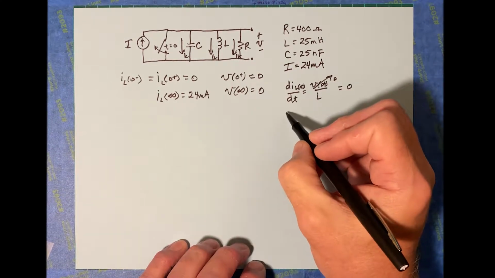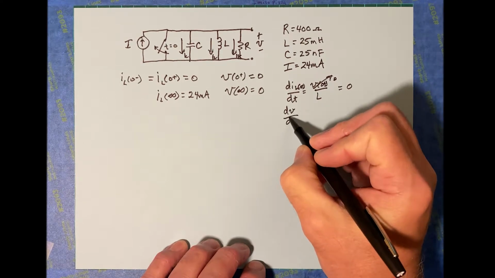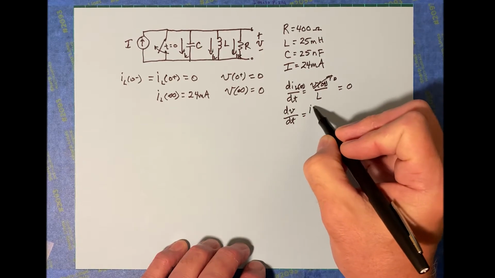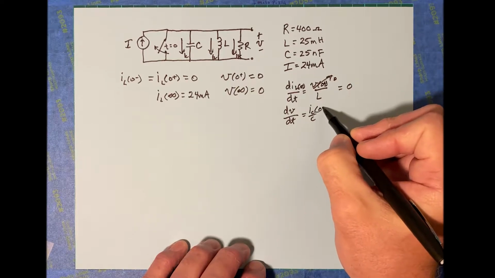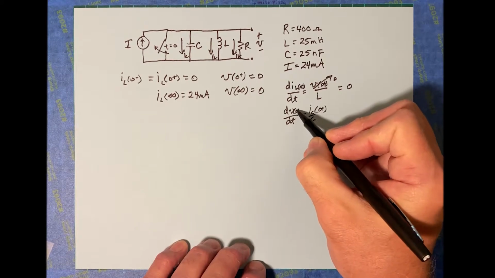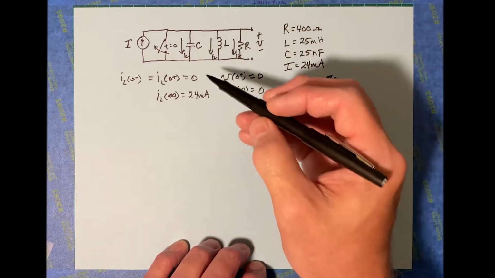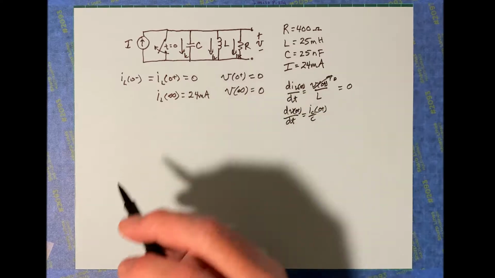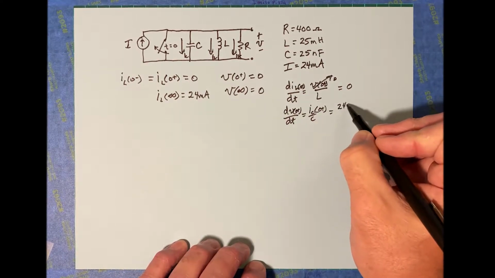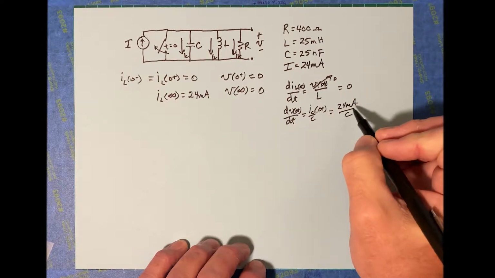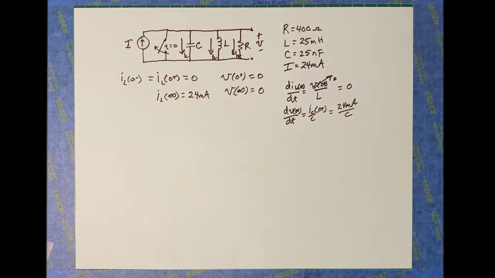Now that may not be the case here with dV dt, which is going to be I sub C over C. So evaluating that at 0, what is I sub C at 0? Well, I sub C at 0 plus is going to be all of it. So this is going to be 24 milliamps divided by C. So you could do that computation to figure out what the actual number is there.